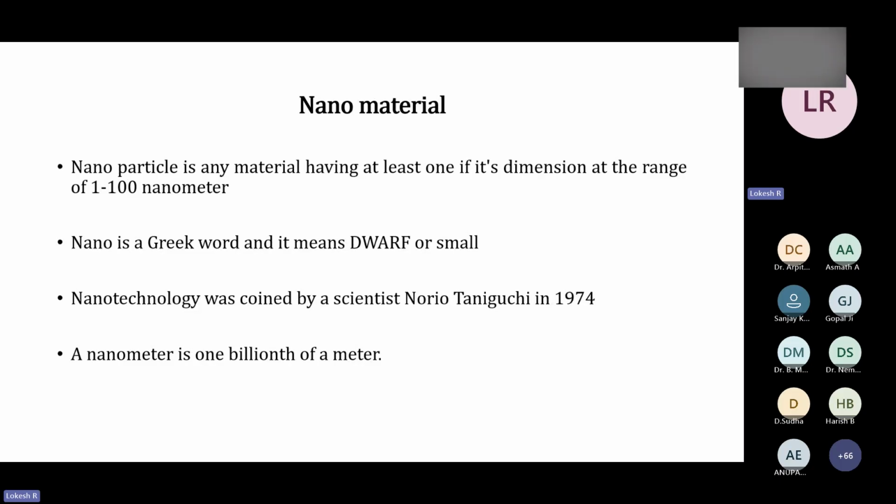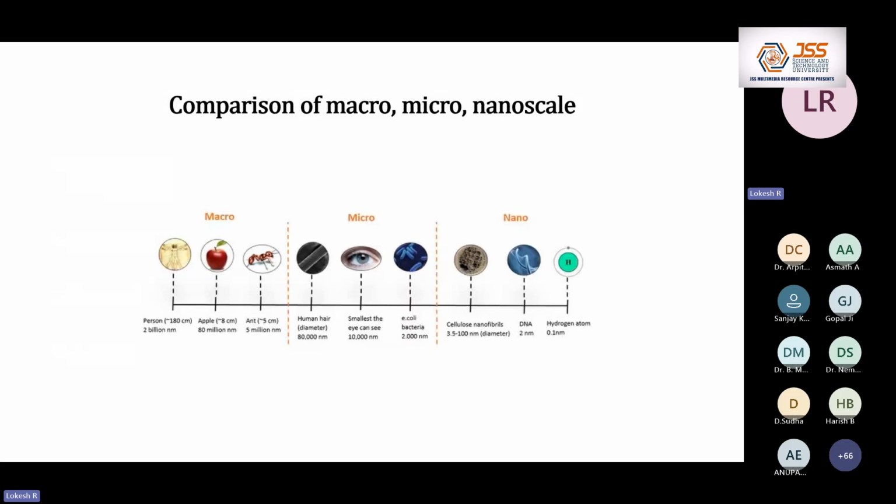We'll just have a comparison of macro, micro, and nano scales. Here you can see macro, micro, and nano objects. What are macro objects? They're the ones we can see with our naked eyes. To see the micro objects, we need a microscope. And for nano objects, we still need a better microscope, that is a special microscope.